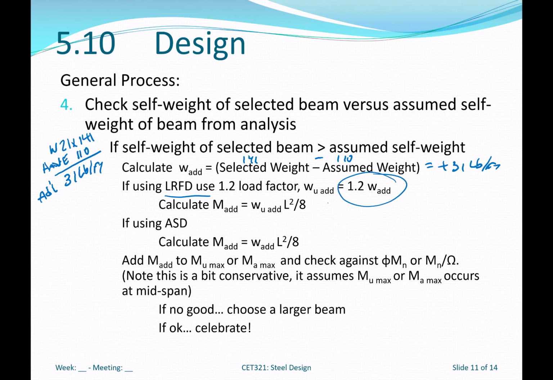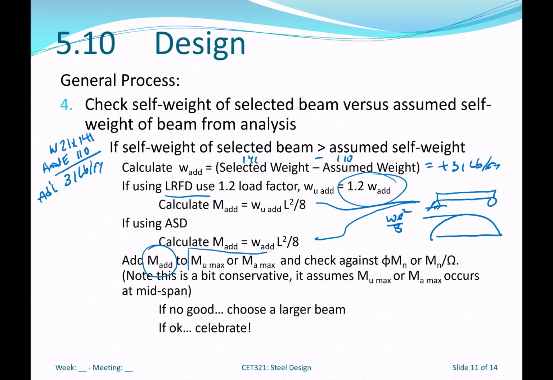And I know for a simple span beam, which is mostly what we're dealing with, that if I have a distributed load of 31 pounds a foot, I'm going to get a WL squared over 8 moment. And I can just add that. It's going to be the same for LRFD or ASD. It's just a matter of, do I multiply by 1.2? I can take this additional moment and add it to the moment I used to select the beam.